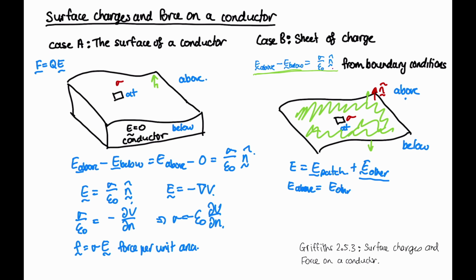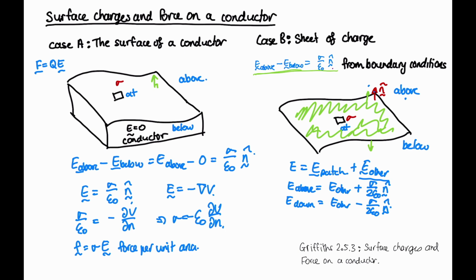And then we've got, plus, sigma over 2 epsilon naught n. Notice that this is half of the difference between them, which is sigma over epsilon naught. So upwards we've got sigma over 2 epsilon naught, and downwards we've got sigma over 2 epsilon naught, and that gives the difference of sigma over epsilon naught between those two. And E below is equal to E other, and this is acting in the opposite direction to this now.